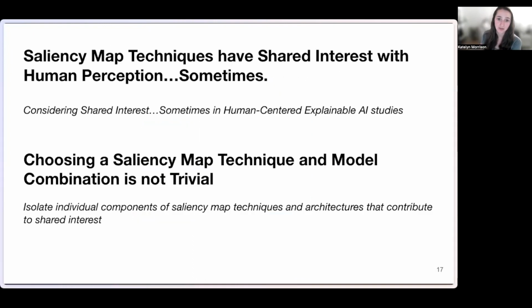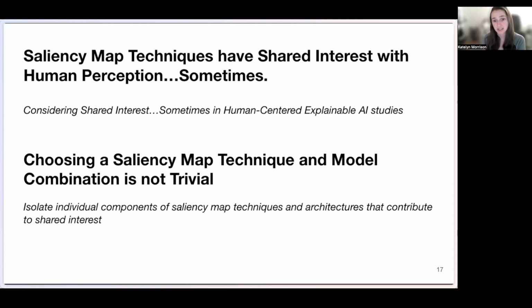These findings show us that saliency map techniques have shared interest with human perception sometimes. This motivates that it is important to consider shared interest as we continue to evaluate and understand how saliency maps align with human perception. These findings also show that choosing a saliency map technique and model combination is not trivial. We should avoid evaluating the model or the saliency technique in isolation when it comes to trying to choose which aligns the most with human perception.